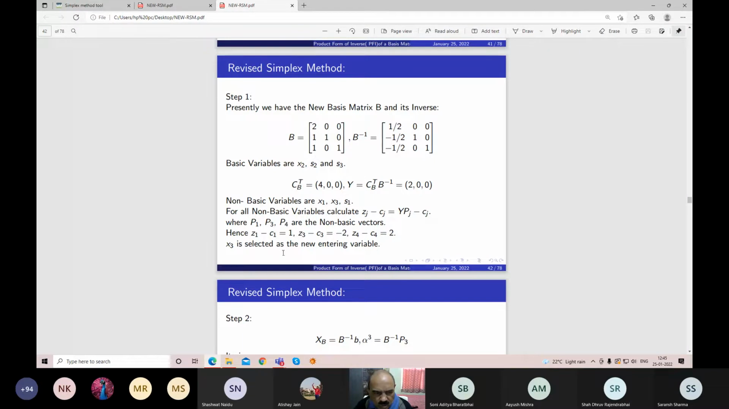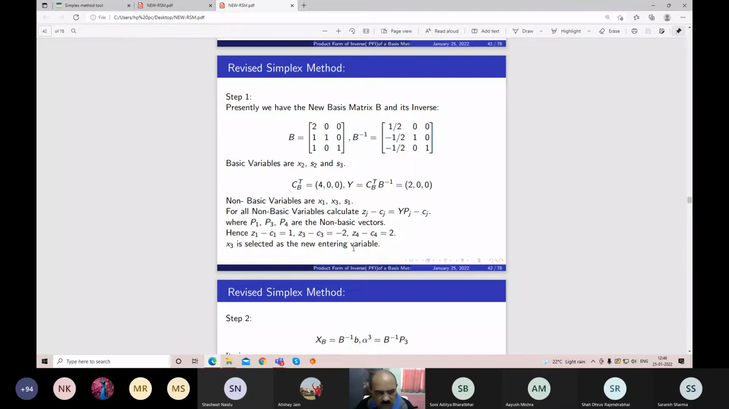So now which one will we select? Most negative, that is minus 2. This minus 2 is coming with respect to the third column, x3. So x3 is selected as the new entering variable. If x3 is selected as the new entering variable, we will select the P3 column as the new entering vector.